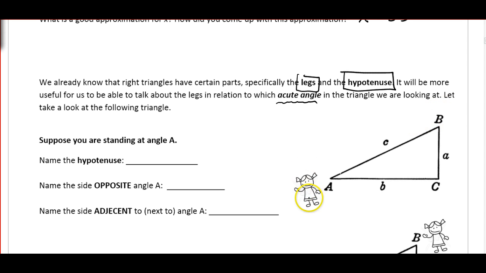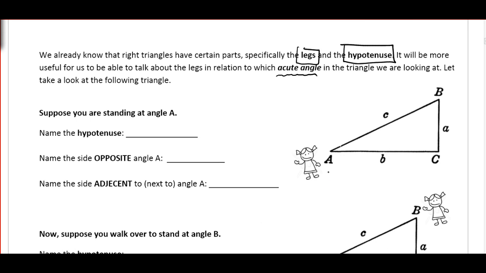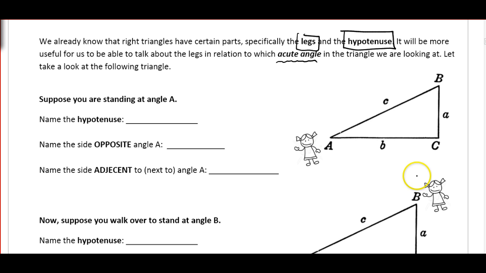And you notice our little girl here is standing at angle A, and in the next example, she's standing at angle B. So it's going to be very important that you know which acute angle you're standing at or dealing with. And I like to draw a little stick figure in there most of the time to draw my focus to where I'm standing. So if we are standing at angle A in this first picture, we want to name the hypotenuse. So the hypotenuse is going to be segment AB.